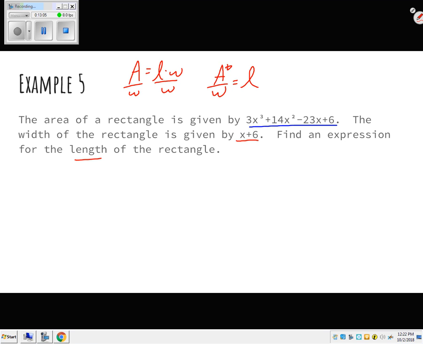so I'm simply taking my area polynomial and dividing it by the width. In other words, I'm just taking this 3, 14, negative 23, and 6. And then, again, I have to change the sign on this, putting this negative 6 out here. Pause the video, you can work it, and then we'll come back.